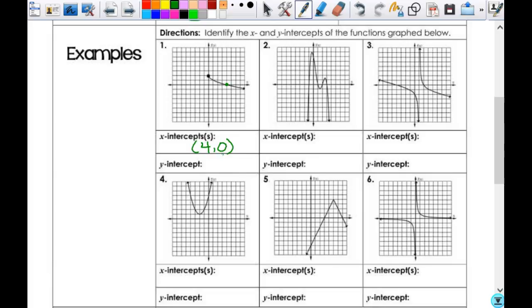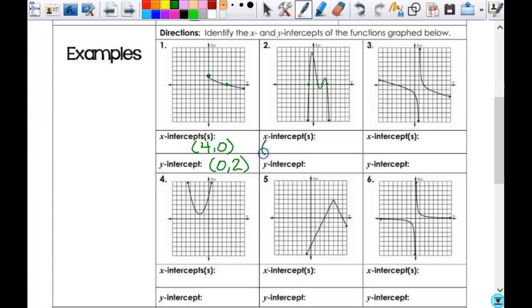Y-intercept, 0, 2. Okay? So this should be very simple for you. Make sure that you put the point in the correct form, meaning don't get the 0 in the wrong place, because I know you know where it goes. Just make sure you don't have a brain fart there. All right, so number 2, how many x-intercepts are there? There's 4. There's 1 right here. 1, 2, 3, and 4.